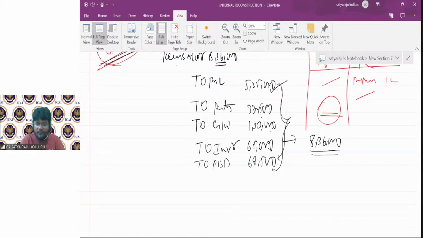Sir, after making set off, if there is no balance in reconstruction, what can I do, sir? No need to transfer any amount to capital reserve. If something is there, then I should transfer to capital reserve. If nothing is there, then what should I do? No need to transfer. That's it.